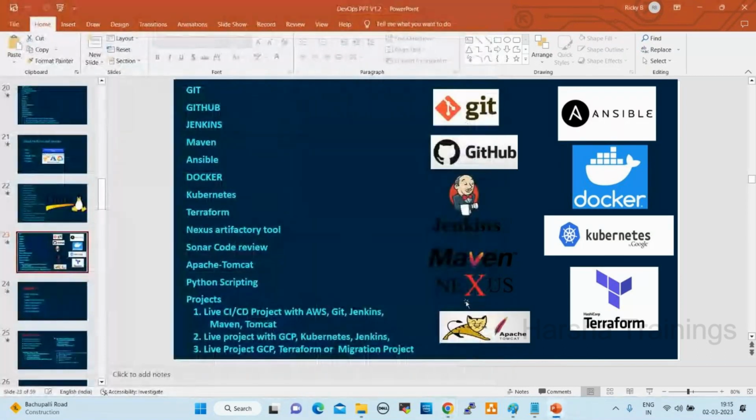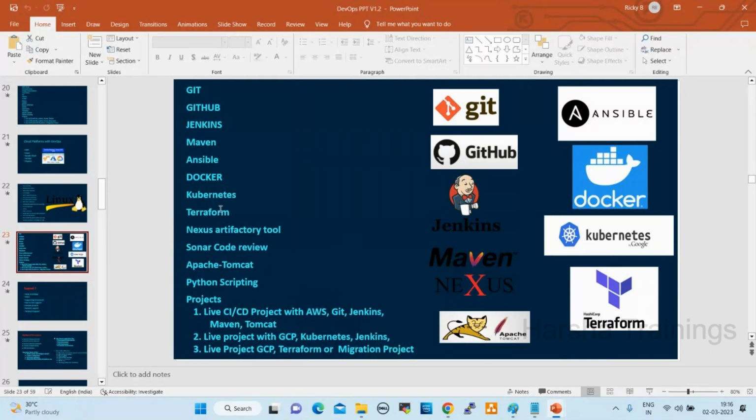So these tools we are going to learn. Every tool will go deep dive, not only installation and configuration. Git will take 5 days. Jenkins will take 8 days. And Git and GitHub are not the same: Git is a local repository, GitHub is a remote repository. And Maven, Ansible, Docker, Kubernetes, every tool will go deep dive.